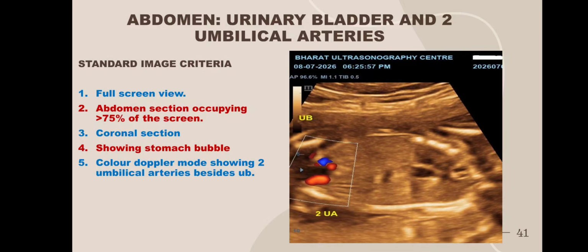Coronal section showing stomach bubble, showing urinary bladder, and two umbilical arteries are visualized on both sides of the urinary bladder.